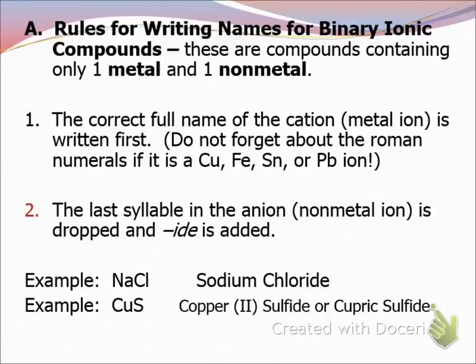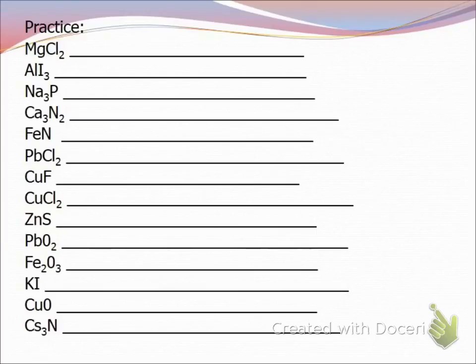If I have copper CuS, first thing I have to do is determine, do I have copper 1 or do I have copper 2, because it's a transition metal. So what I do is I look at what it's bonded with. What it's bonded with is a sulfur, which I know is a 2- because of where it's located. So that means, with only one copper, I must have copper 2 because their charges are balancing out. So let's do a couple of examples.